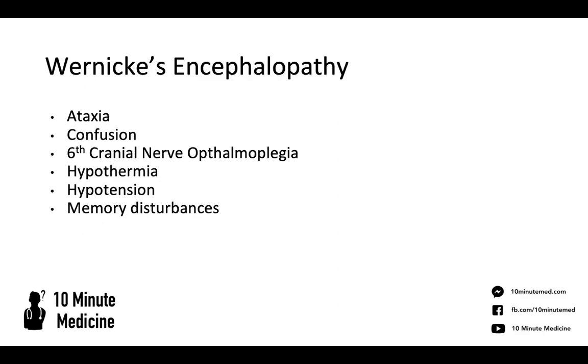If you do suspect someone has Wernicke's encephalopathy, some of the symptoms they would present with are ataxia, confusion, hypothermia, hypotension, memory disturbances, and sixth cranial nerve ophthalmoplegia. The most important thing is to flag it up to a senior. So start the Pabrinex, start their treatment plan, and then flag it up to a senior because it is something that needs to be very closely monitored.